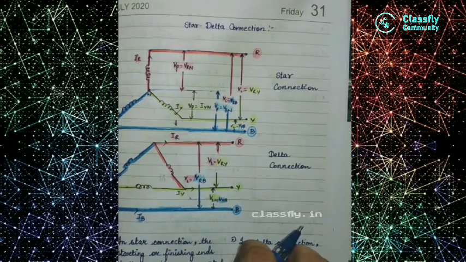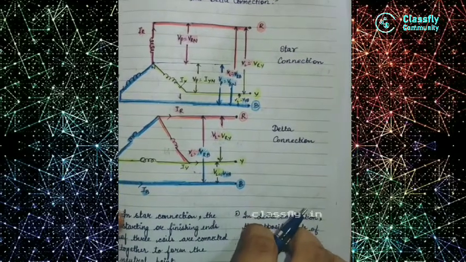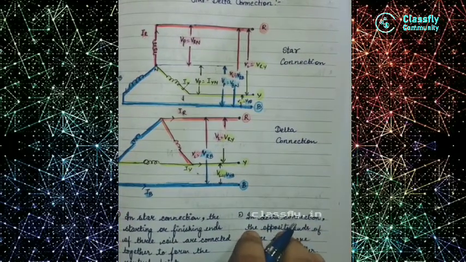Today we will be dealing with the relation between the star and the delta connection of the voltage and the current. So you can say the topic is the relation between voltage and the current in the star delta connection. Beforehand we should know how a star connection is made and how a delta connection is made.